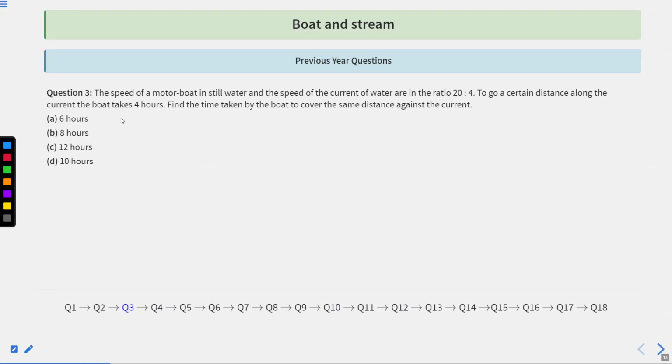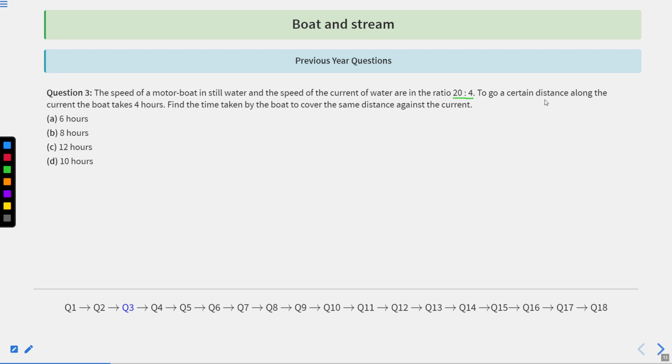Moving to the next problem, problem number 3. The speed of a motorboat in still water and the speed of current of water are in ratio 20:4. This information is given to us.